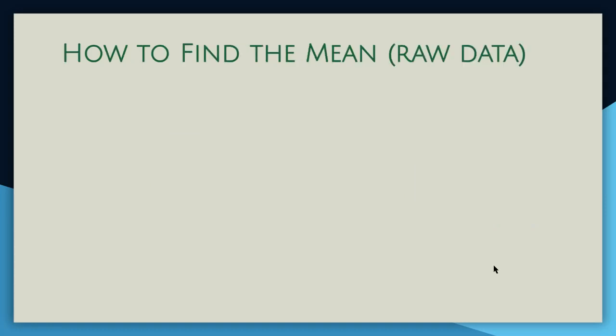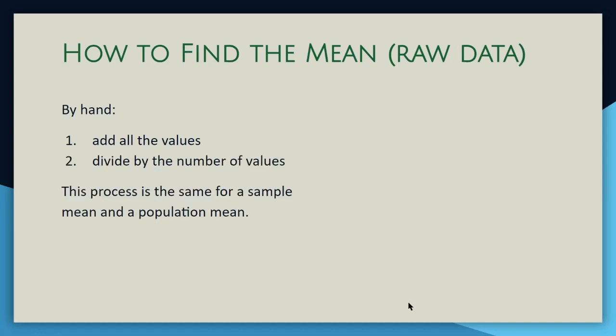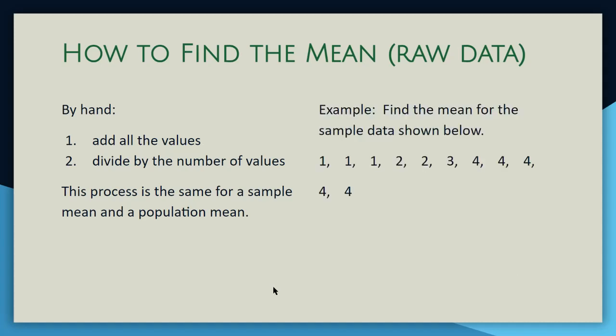So let's look at how to find the mean for a list of raw data. If we're doing it by hand, we're going to add up all the values and divide by the number of values. It's exactly the same for both the sample mean and population mean. The only difference is if you're calculating a population mean, that list of values is likely to be a lot bigger. So for example, we want to find the mean for the sample data shown below. We've got a list of numbers from 1 to 4.